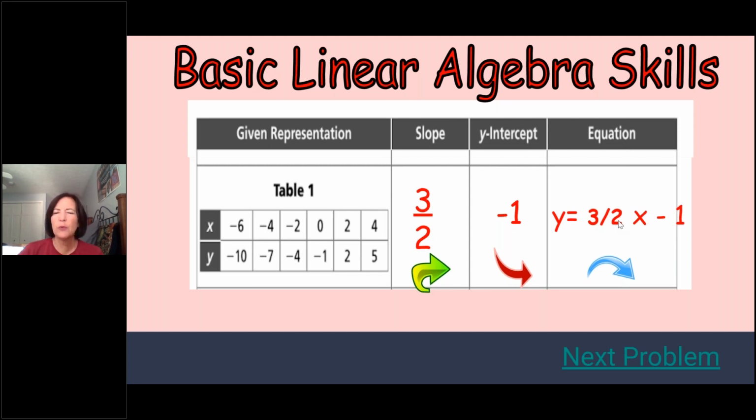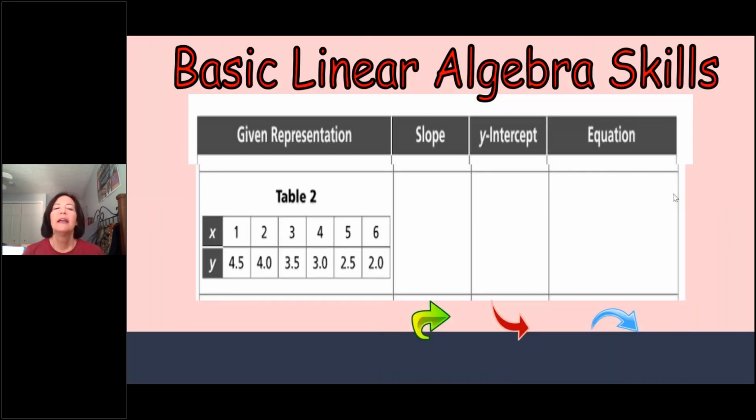Now I'll get some students to say, what do you mean -1? I thought we added on the y-intercept. Yeah, we do. And a lot of students will write y equals 3/2 x plus a -1. And that's fine, because plus a -1 is the exact same thing as -1. You'll find, though, that more mathematicians will write, instead of saying plus a negative number, they will just write that as subtraction.